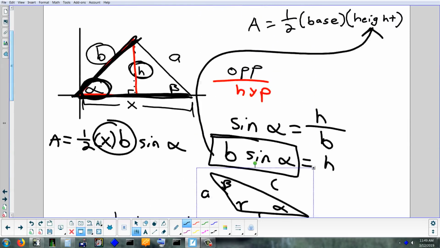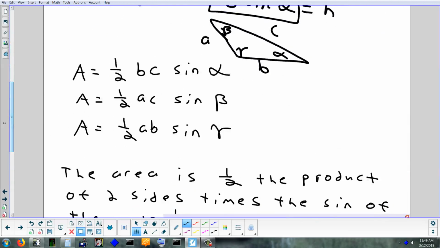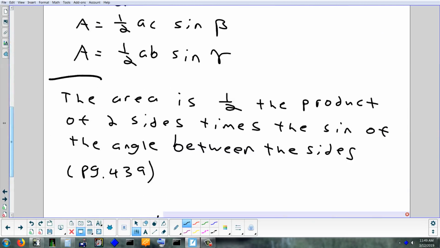I mean, you could write it with X, you could write it with L, M, N. You can write it as many ways as you want. But this is what you really want to remember. The area of a triangle is half the product of two sides times the sine of the angle between the sides.